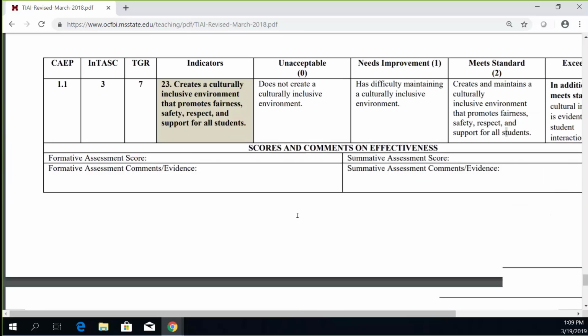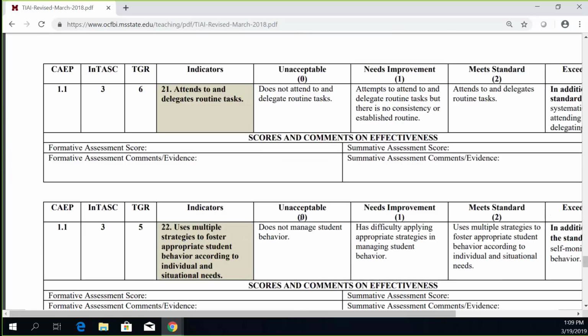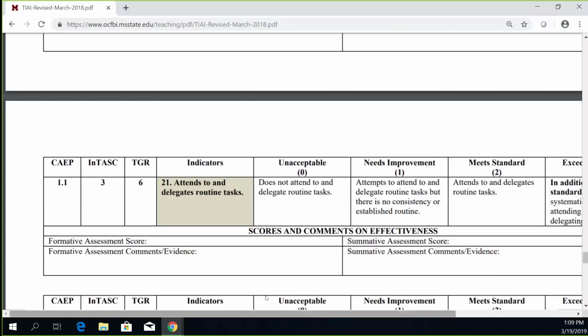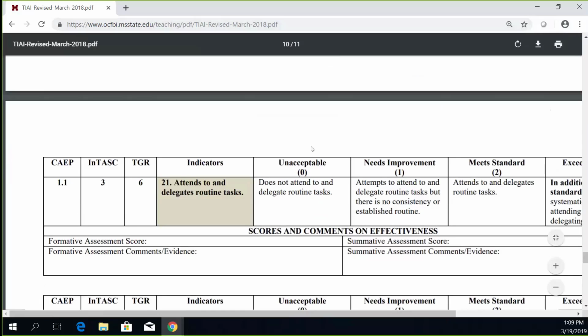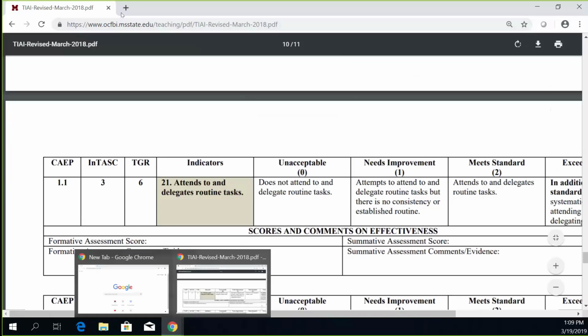So that's what the TIA is. And it's a very simple instrument. Questions? So you would just do domain 3 and 4 in the practicum class.